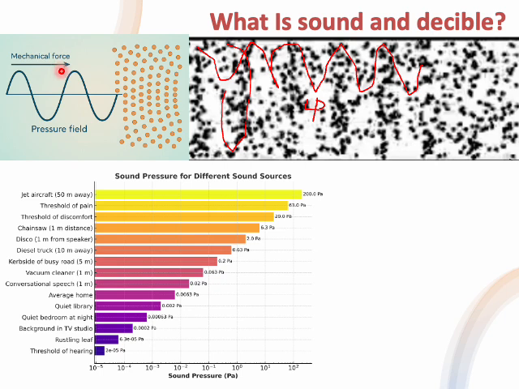If we measure the pressure which we hear, there is a huge range of sound pressure values, from 20 micropascal, which is the onset of hearing threshold, to 200 pascal for the jet aircraft. We see a huge range of sound pressures, and for that reason we use a logarithmic unit, the so-called decibel.